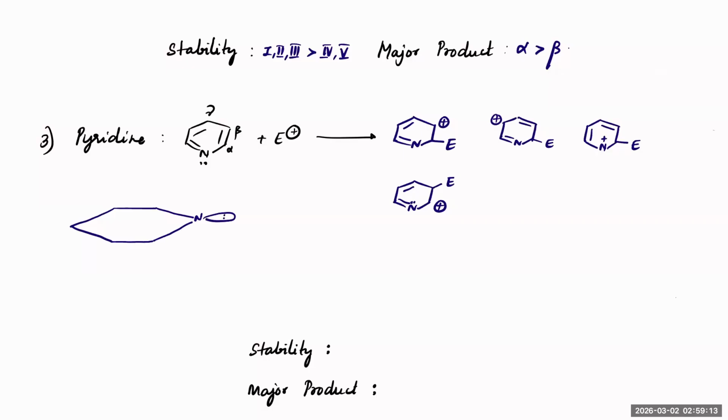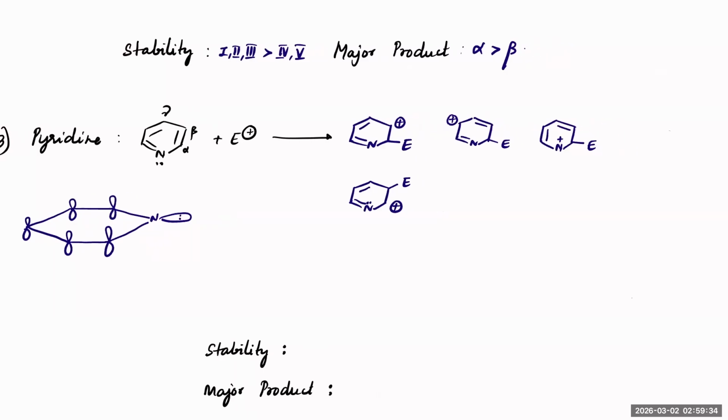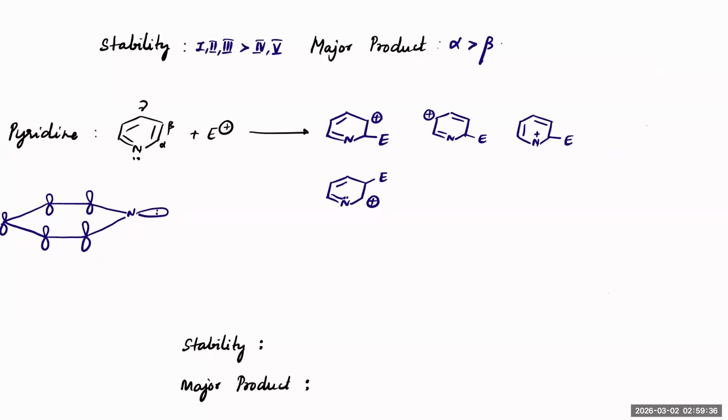One lone pair is in this orbital, while all the pi bonds are in this orbital. So the lone pair in pyridine cannot participate in resonance. Please keep that in mind. So this lone pair is perpendicular to that of this orbital, so it cannot participate in resonance. And that's the reason why it cannot happen here. Hence, you can see positive charge at this position. You can have a resonating structure this way without involving the lone pair.